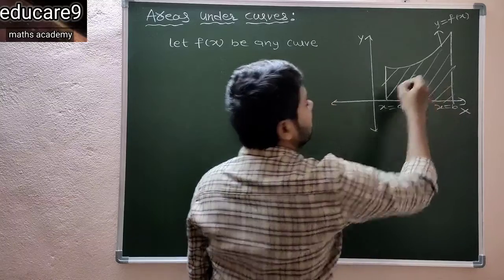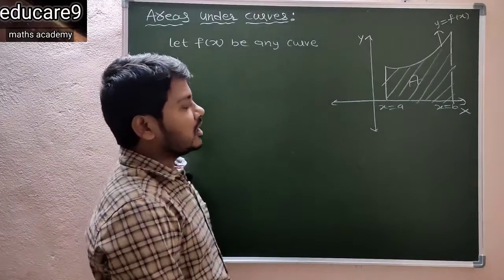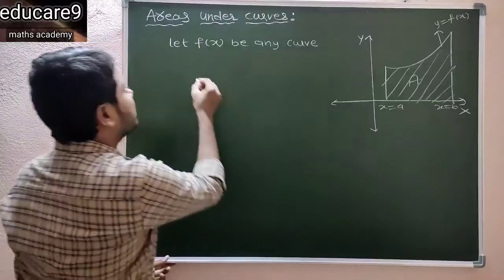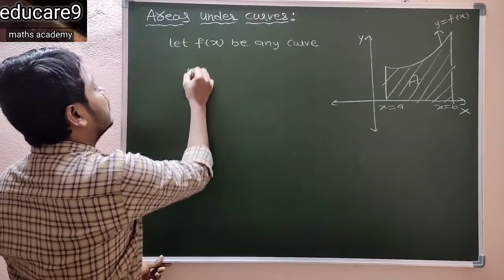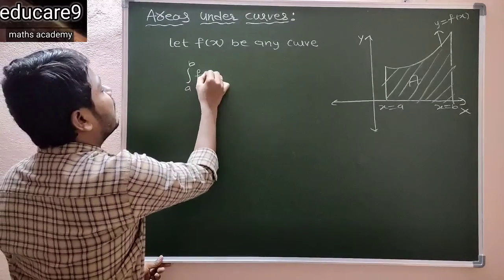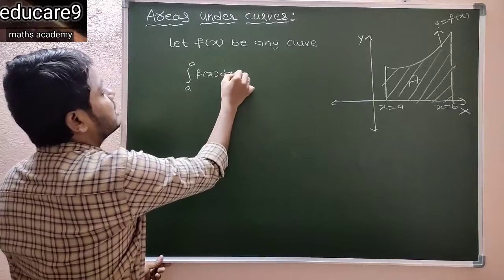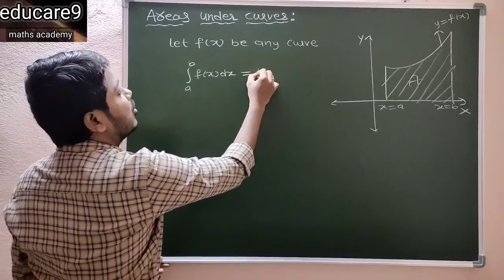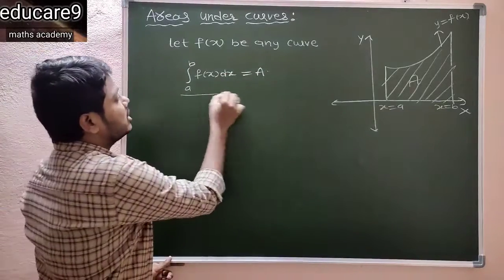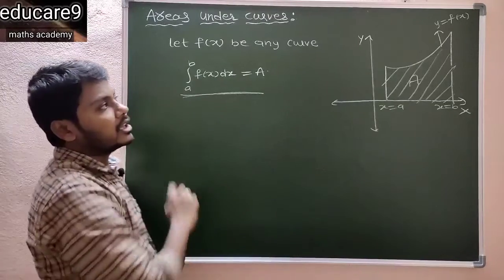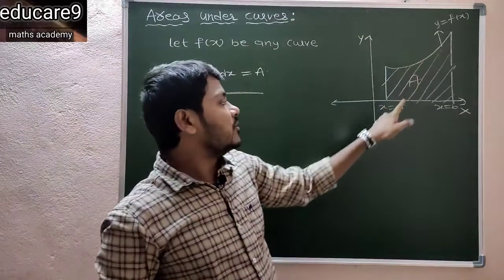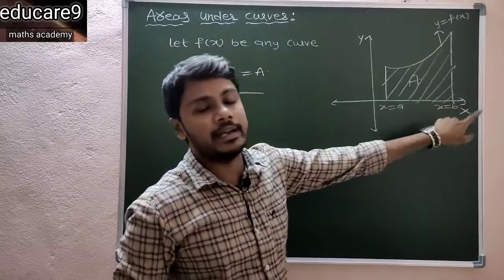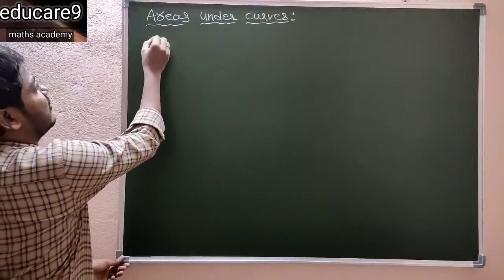So clearly this area is the integral from a to b of f of x dx. So this is the required area. This means the area under the curve f of x within the limits a and b and the x-axis.